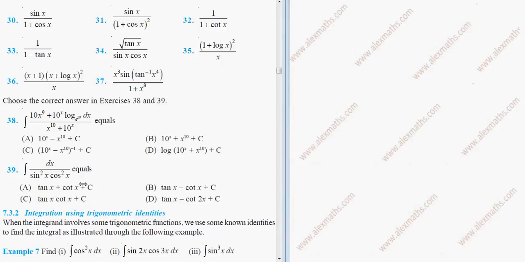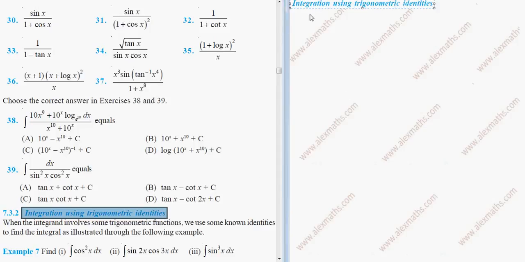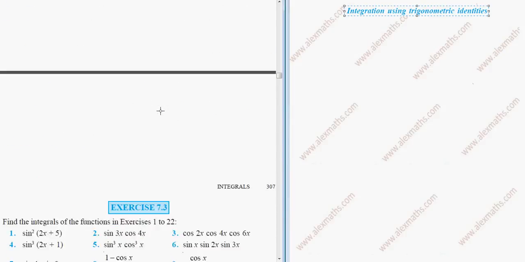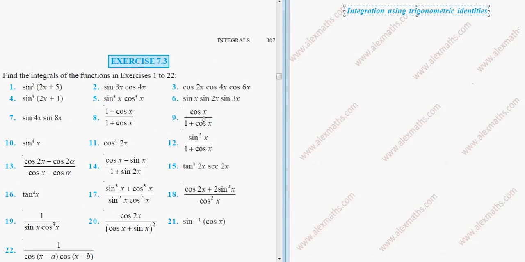Now comes the third type, that is integration using trigonometric identities. For using trigonometric identities, that is trigonometric formulas, you should be very clear with all the formulas. Then only you will know what formula to use when. I will show you a few problems here. You take this one, 1 minus cos x by 1 plus cos x. If you don't know the formula for this, then we cannot use this type. So memorizing the formulas is very important in this particular topic.